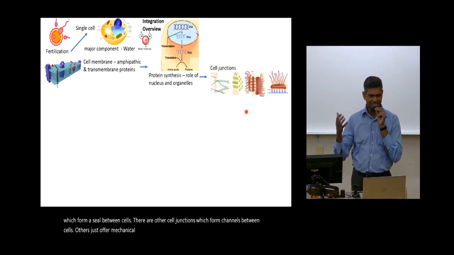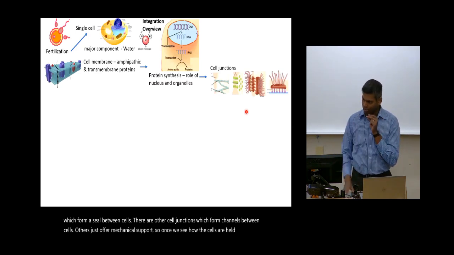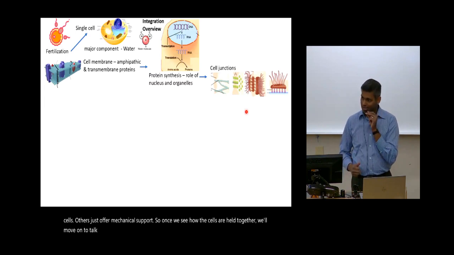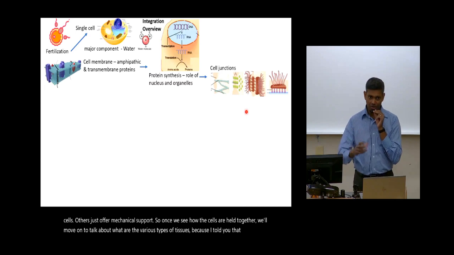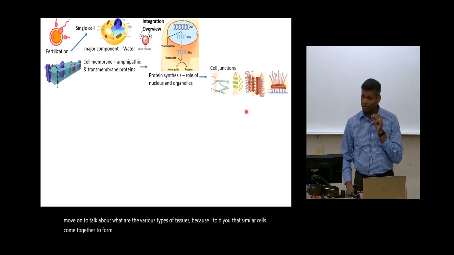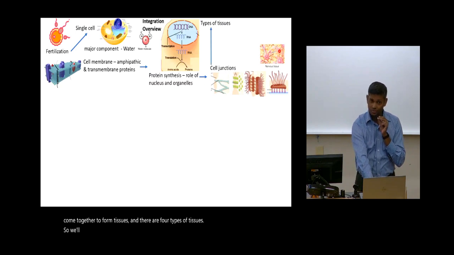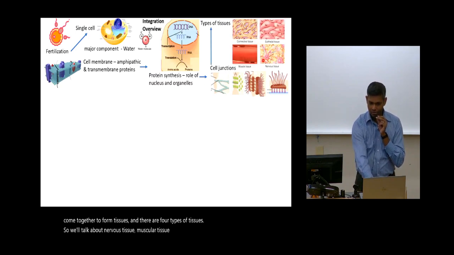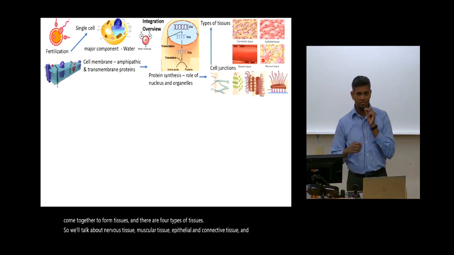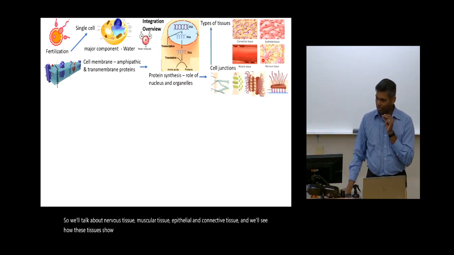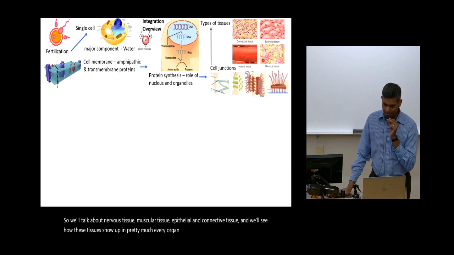So once we see how the cells are held together, we'll move on to talk about what the various types of tissues are, because I told you that similar cells come together to form tissues, and there are 4 types of tissues. So we'll talk about nervous tissue, muscular tissue, epithelial and connective tissue, and we'll see how these tissues show up in pretty much every organ system that we discuss.